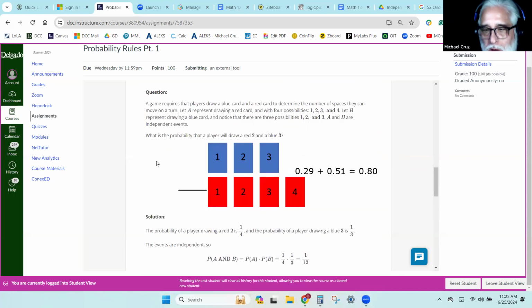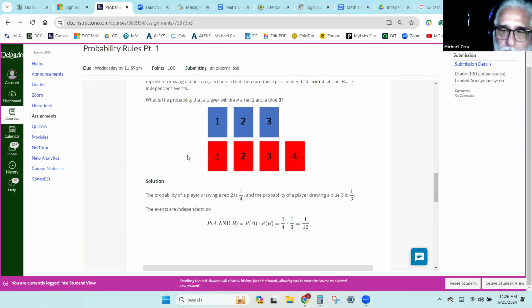All right. Let's see what they say about this one, because sometimes if you don't read what they show in their examples, you won't pick up on little nuances. A game requires that players draw a blue card and a red card to determine the number of spaces they can move on a turn. Let A represent a red card, 1 through 4, and let B represent a blue card, 1 through 3. What is the probability that a player will draw a red 2 and a blue 3?